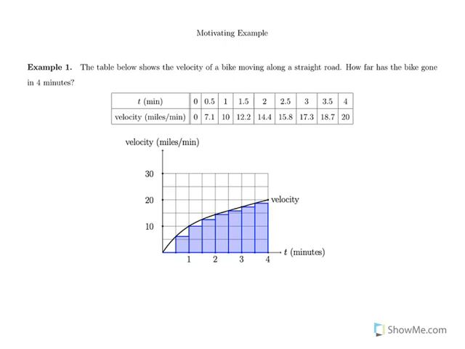So let's first start by looking at an example we've looked at before in this chapter. This table below shows the velocity of a bike moving along a straight road at different times, in this case, half-second intervals. We want to ask the question, how far has the bike gone in 4 minutes? So we learned that this is going to be the area under the curve. So we can say distance traveled is area under the curve.